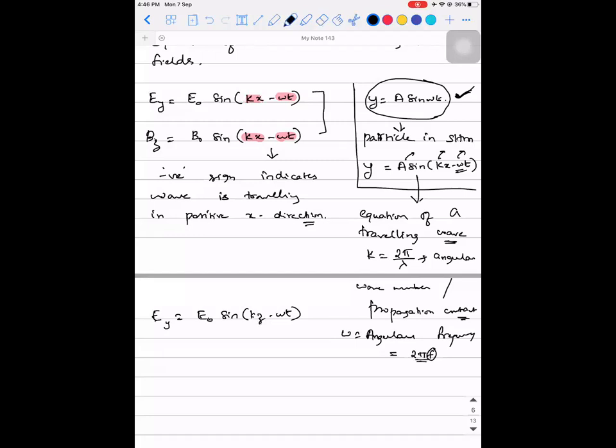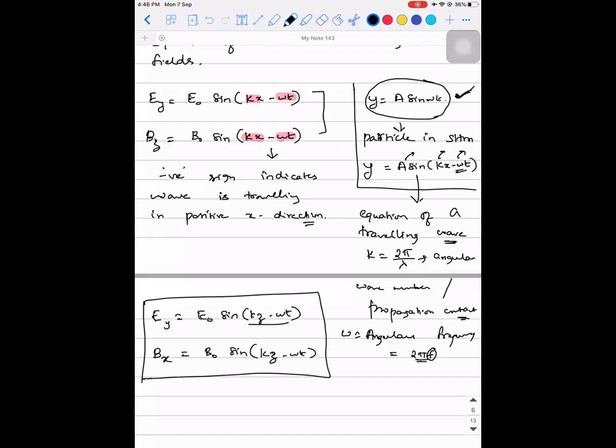Then indirectly they'll ask you to write the equation for the magnetic field. So how do you write the magnetic field? The format is the same. B is equal to B naught sine of whatever the angle is, just copy it, kz minus omega t. What do you need to do? It is Bx. That's it. So this will be a 1 mark question.